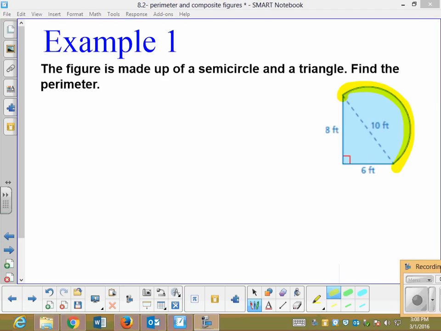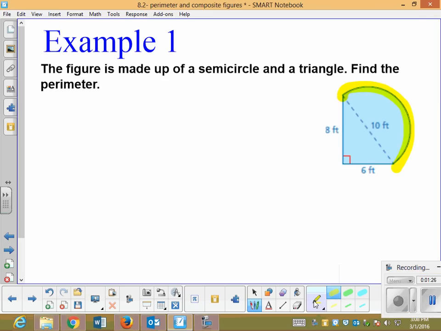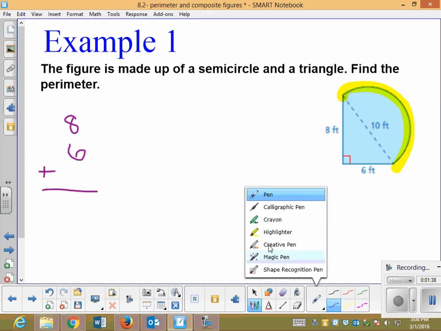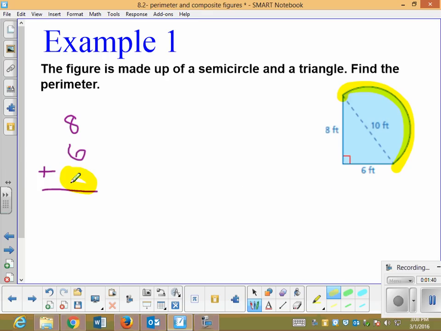So let's go ahead and start by listing down all the sides that we have. As mentioned earlier, we have the side of 8, so we can put 8, and we have the side of 6. Now what we're only missing here is that half circle in yellow. So we're going to fill that in after we solve our semicircle.